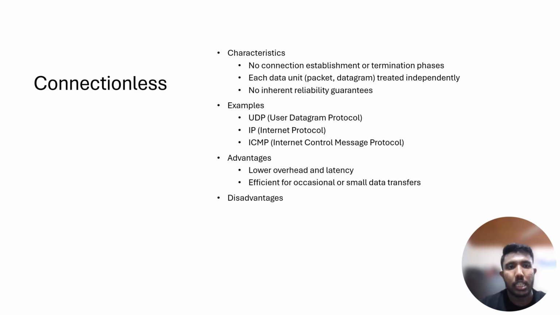Connectionless communication. Connectionless communication transmits data without a prior connection. It has no connection phase, treats each packet independently, and lacks reliability guarantees. Examples: user datagram protocol, internet protocol, and internet control message protocol. Advantages of connectionless communication: lower overhead and latency, efficient for occasional or small data transfers. Disadvantages include no guaranteed delivery, ordering, or flow control. We'll move on to the next slide.